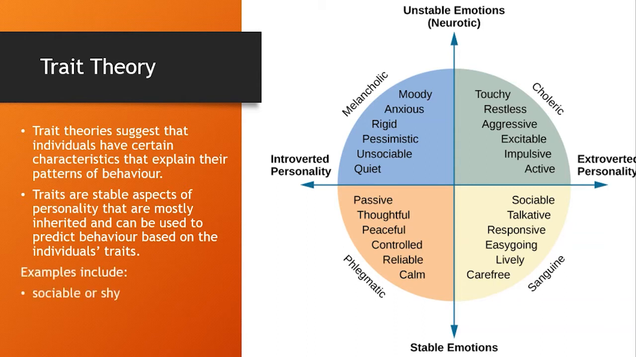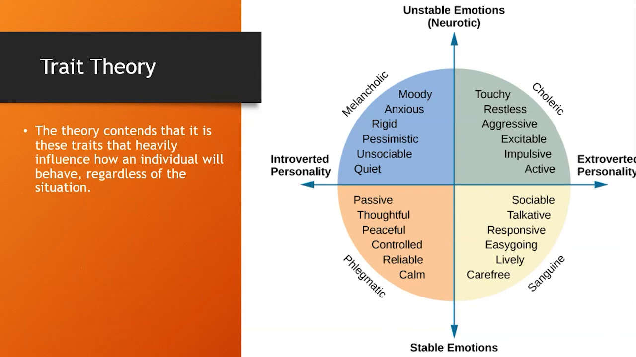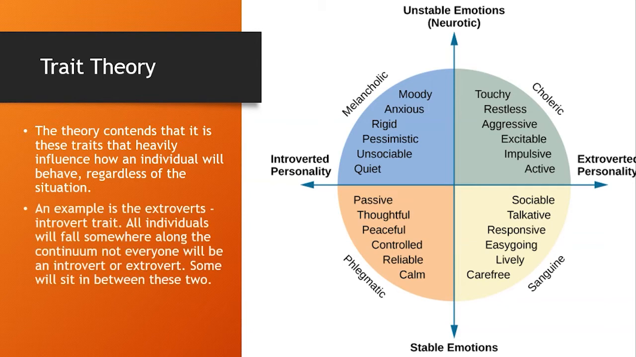So for example, are they shy or sociable? Are they passive or aggressive? Or are they optimistic or pessimistic? The theory contends that it is these traits that heavily influence how an individual will behave regardless of the situation. We can put you in any situation possible, and depending on your traits, you will always act in the same way. An example of this is introverted versus extroverted.